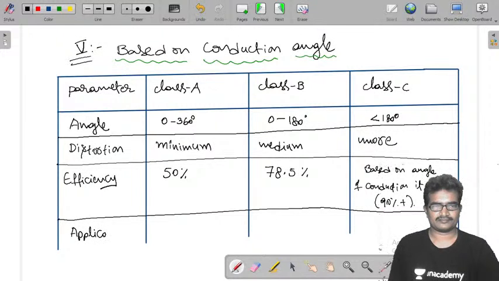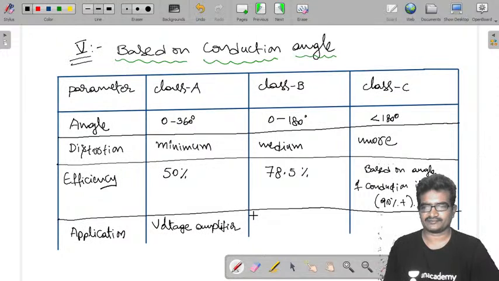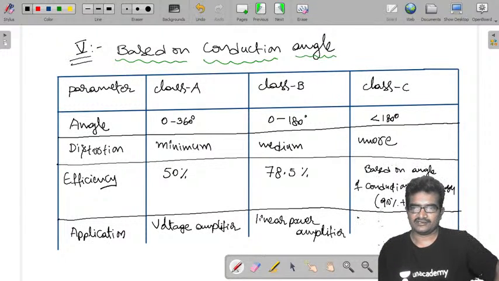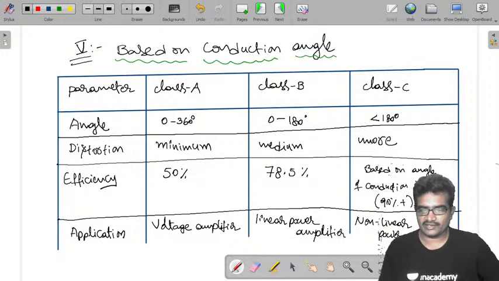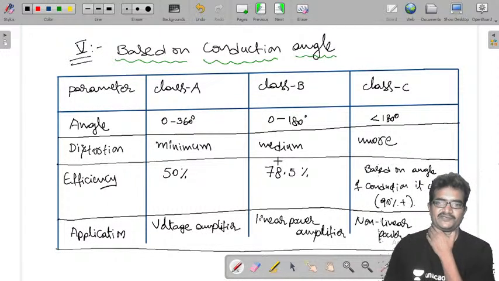In application point of view, class A power amplifier can be used as a voltage amplifier. And class B power amplifier is used as a linear power amplifier, push pull in that. And class C application is that it can be used as a non-linear power amplifier. Okay, this is the classification of our power amplifiers.